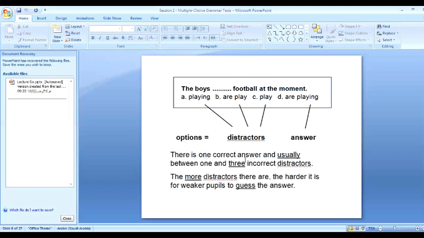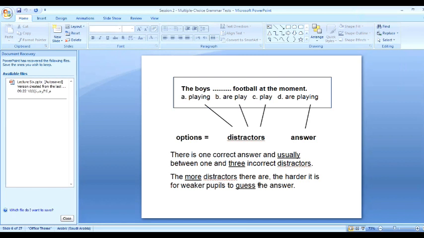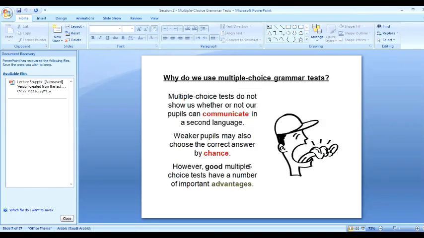There is one correct answer and usually between one and three incorrect distractors. The more distractors there are, the harder it is for weaker pupils to guess the answer. When you have more distractors in a multiple choice test, it becomes harder for the pupils to guess the correct answer. So in this case, we should have just three incorrect answers, or three distractors, for multiple choice questions.